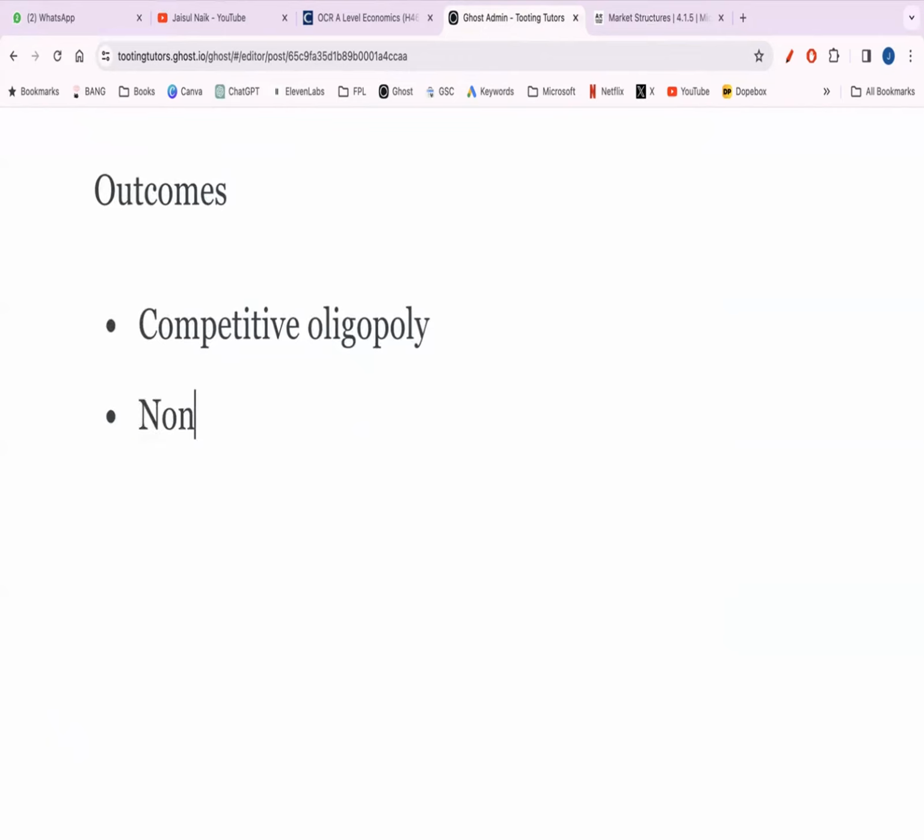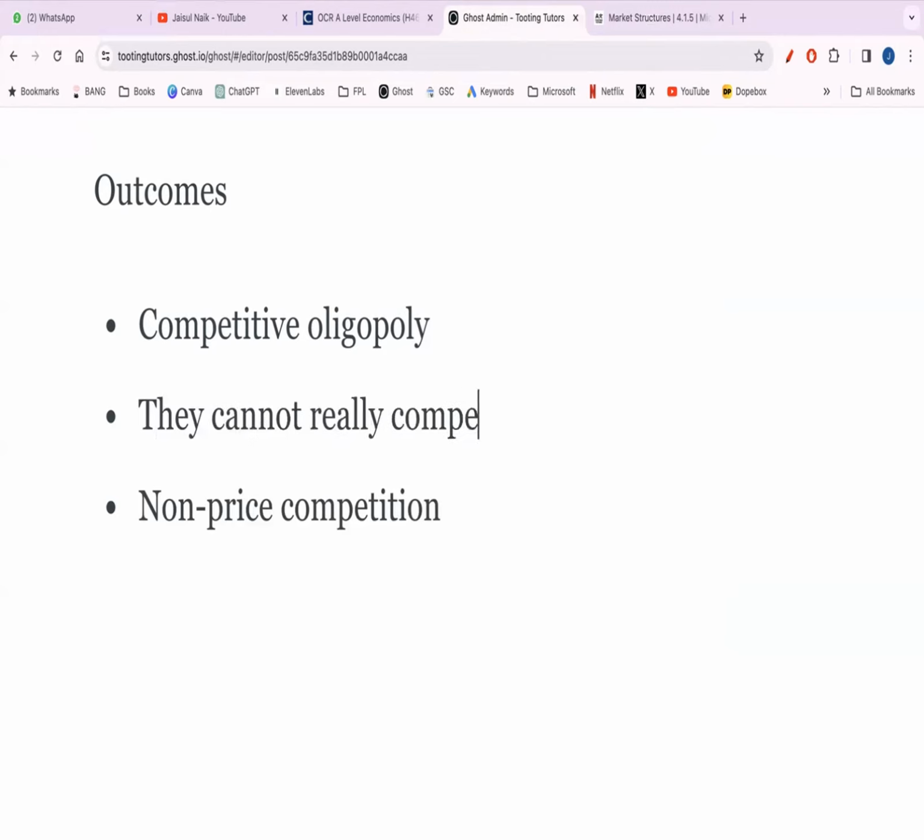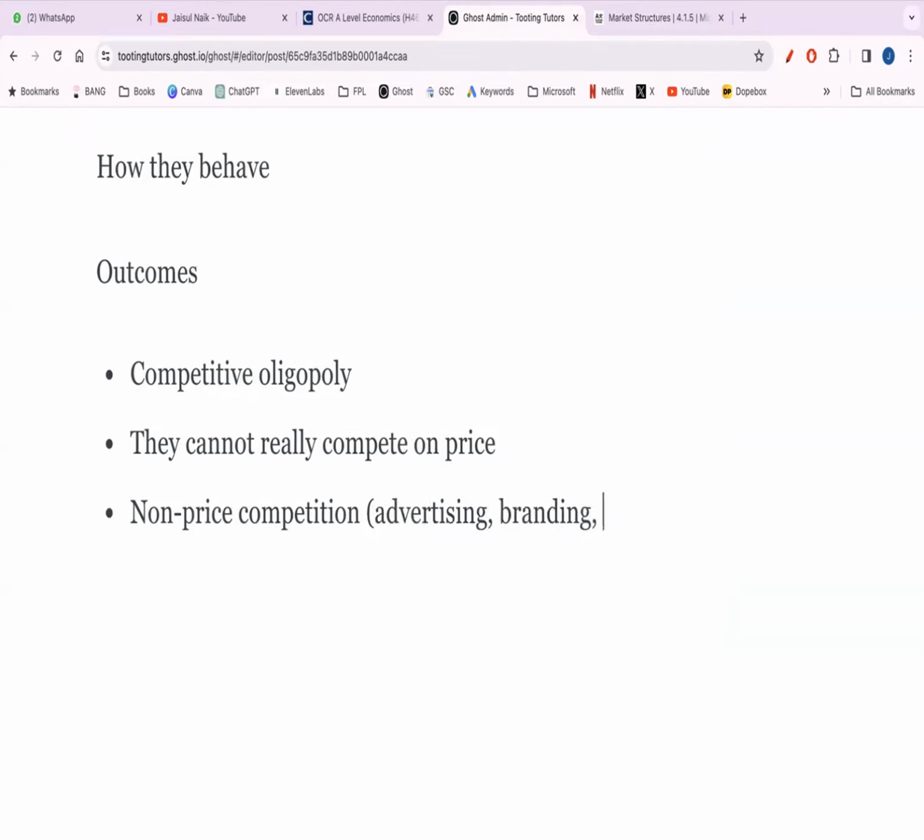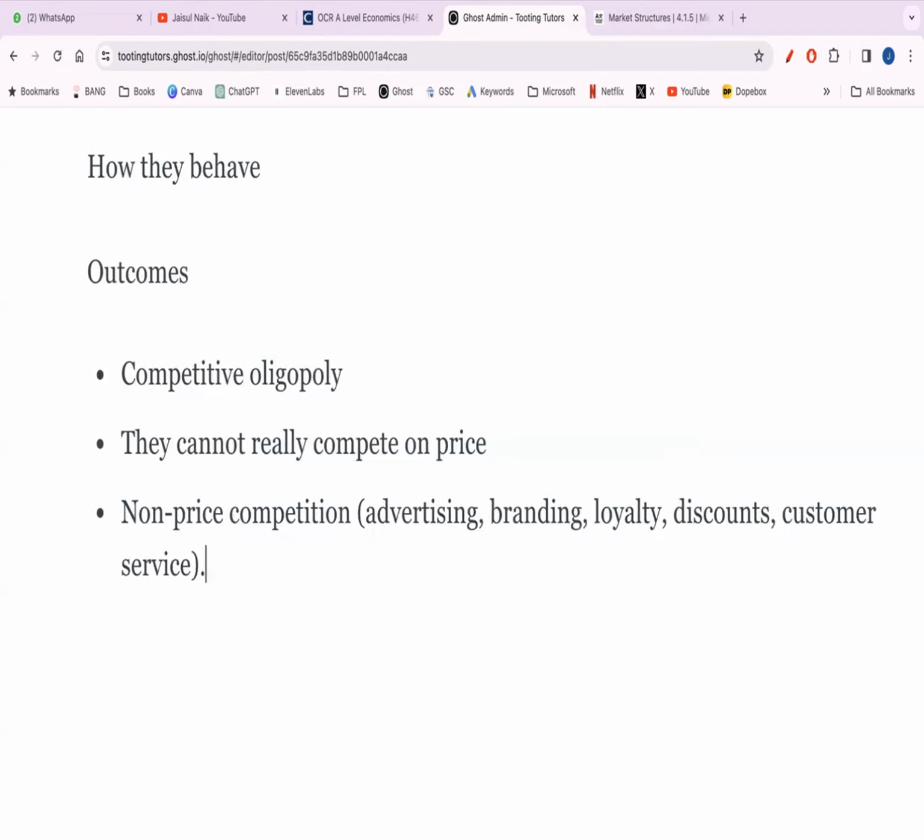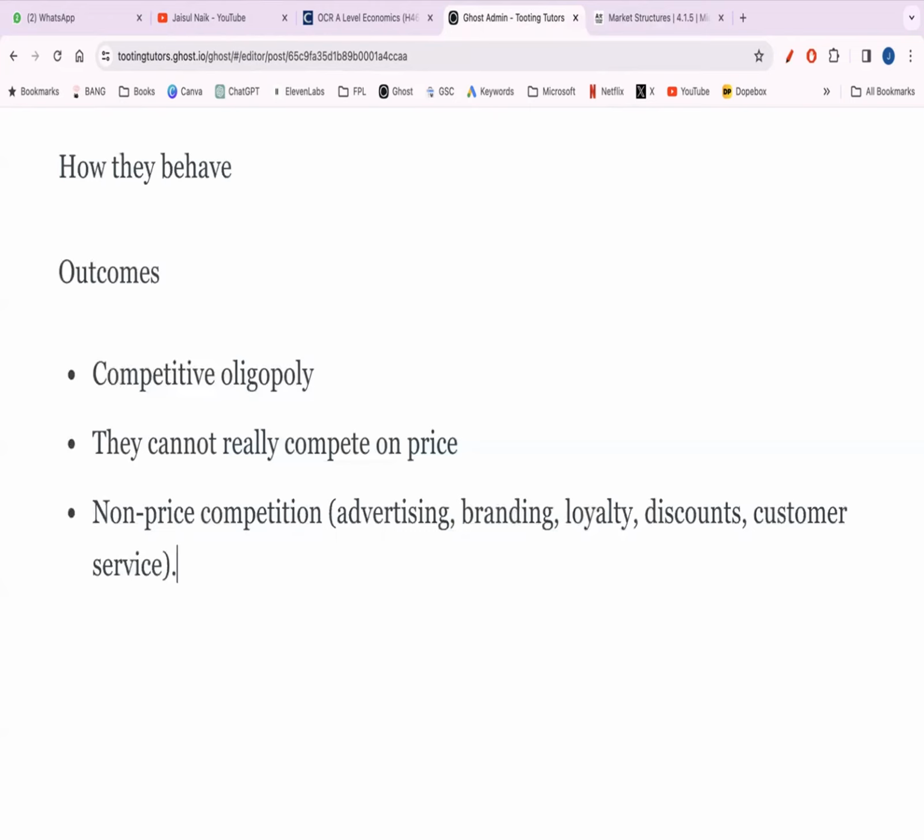So you will see non-price competition. And you will see that they cannot really compete on price. So non-price competition is just common sense. It's things like advertising, branding, loyalty, discounts, customer service, and stuff like that. So when you know that you and your competitor have the same cost and the same price, you can try and attract customers just by providing good service. And that's what firms in a competitive oligopoly will do. So Starbucks compared to Costa.